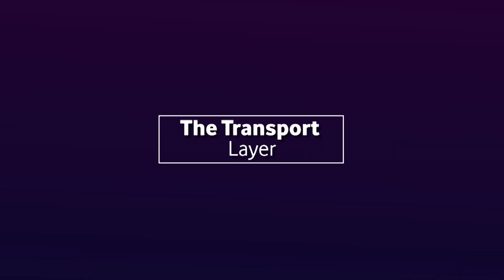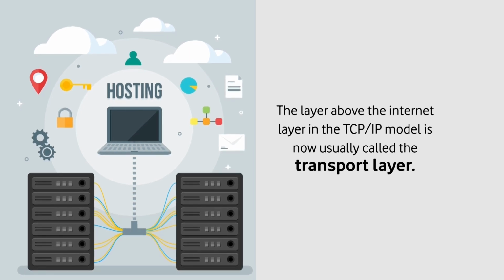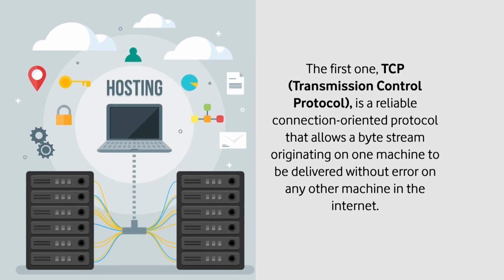So, next comes the transport layer. The layer above the internet layer in the TCP/IP model is now usually called the transport layer. It is designed to allow peer entities on the source and the destination host to carry on a conversation, just as in the OSI transport layer. Two end-to-end transport protocols have been defined here. The first one is TCP.